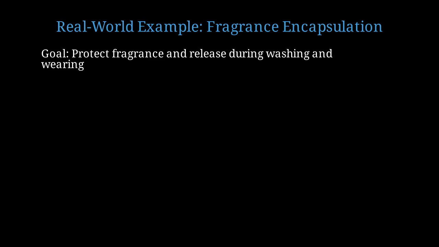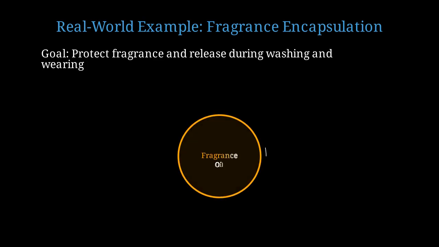Let me give you a real-world example. Fragrance encapsulation in laundry detergents. This is a billion-dollar application of interfacial polymerization. The goal is to protect volatile fragrance molecules during storage, survive the harsh washing environment, and then release slowly when you wear the clothes. The fragrance oil is encapsulated with a polyurea shell that's robust enough to survive washing, but permeable enough to allow gradual fragrance release over days.